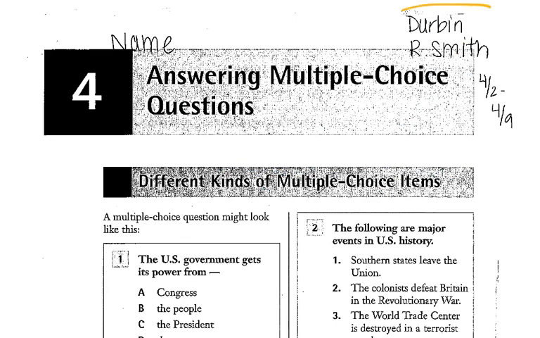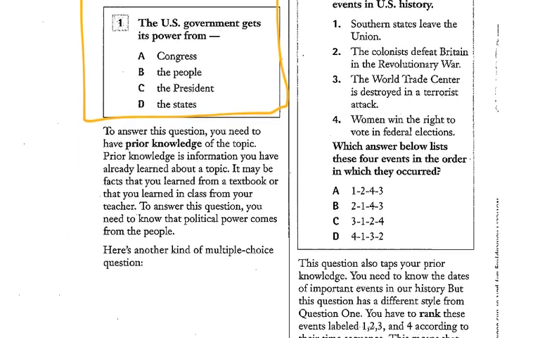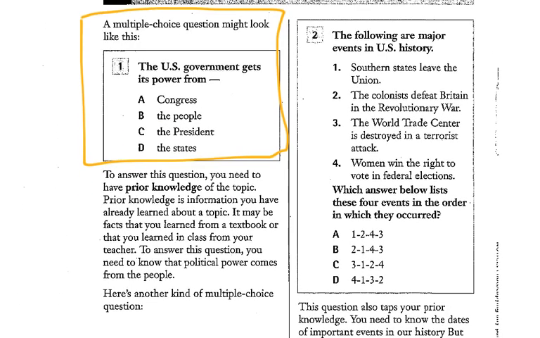This one, make sure that you're circling if it's Mrs. Durbin or R. Smith. Make sure you have your name on it. This is just work on answering multiple choice questions. So, there's different kinds of multiple choice items. A multiple choice item might look like this. To answer this question, you need to have some prior knowledge of the topic. So it says the U.S. government gets its power from A, Congress, B, the people, C, the president, or D, the states.